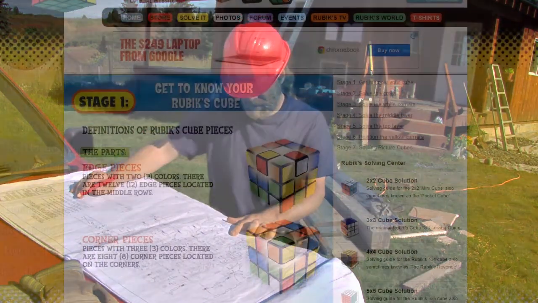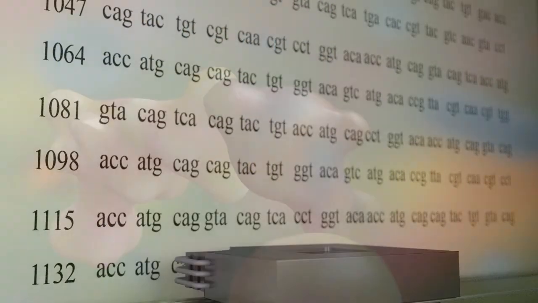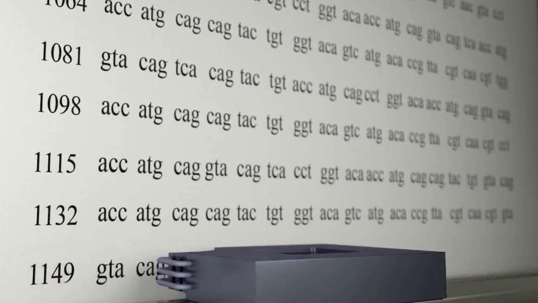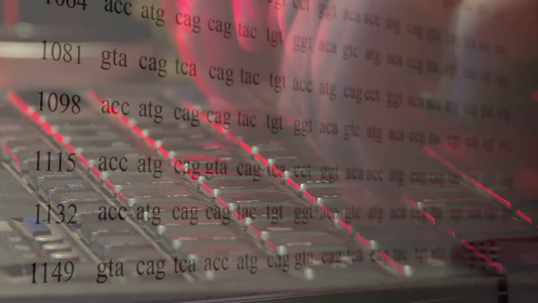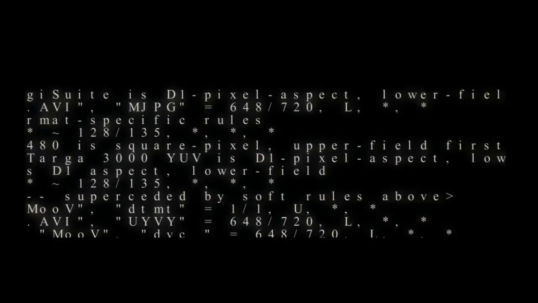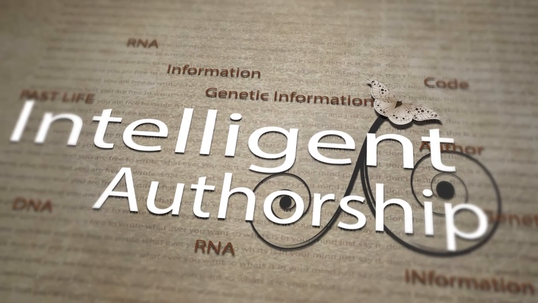Just as coherent instructions are needed to solve the Rubik's Cube, so it is that DNA instructions are needed to assemble and fold proteins. So what is the best explanation for DNA information? Just as people write computer code, the DNA code implies that there was a super intelligent programmer. The best explanation is design.